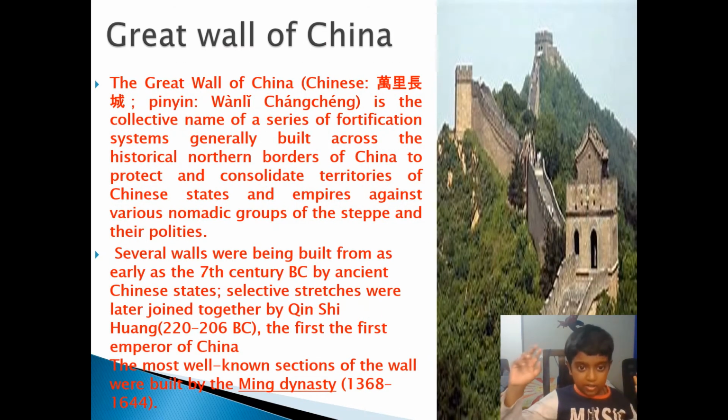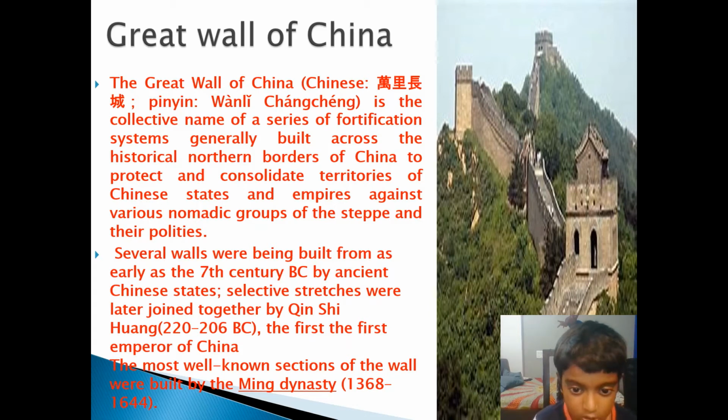Great Wall of China. The Great Wall of China, in Chinese it's written like this, friends, and in Pinyin, Wanli Changcheng, is the collective name of the series of fortification systems generally built across the historical northern borders of China to protect the consolidated territories of Chinese states and empires against the various nomadic groups of the steppe and their polities. Several walls were being built from as early as the 7th century BC by ancient Chinese states.